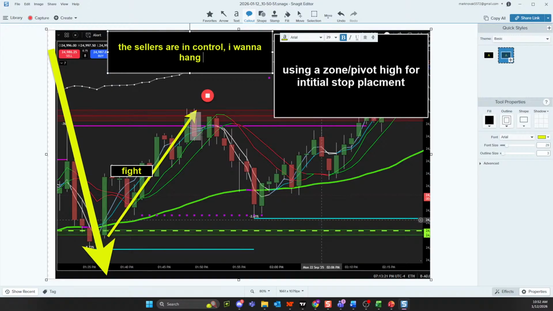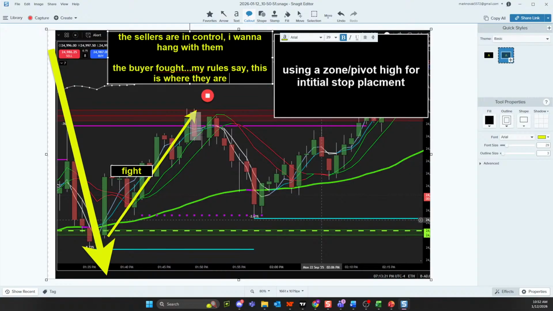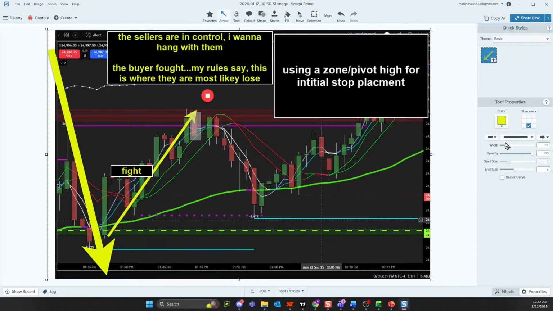I want to hang out with them. The buyers fought. My rules say this is where they are most likely to lose. And that's kind of what the rules do. The rules say this area with a close below, that's where the buyers are most likely to lose. And if you get your signal, you're in.